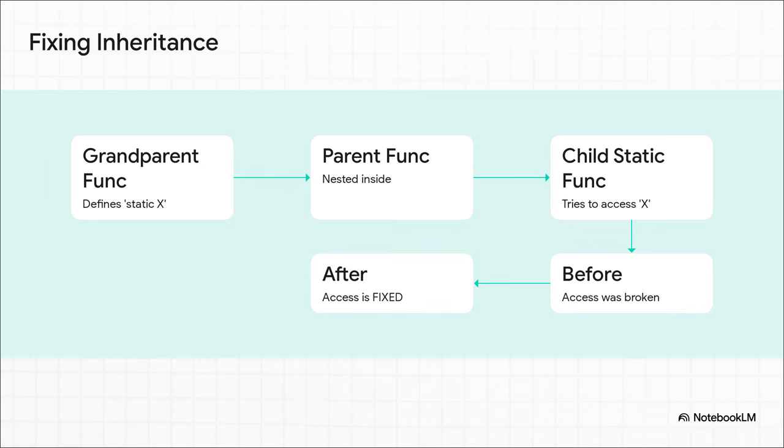This basically broke the whole inheritance chain and forced you to come up with some pretty clunky workarounds. Well, now it's fixed. This lets you write much cleaner, more powerful, object-oriented code right inside your scripts. It's a big deal for complex projects.